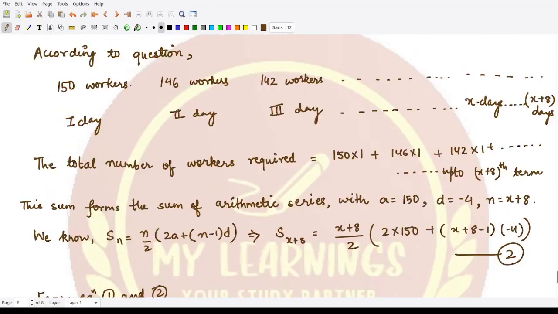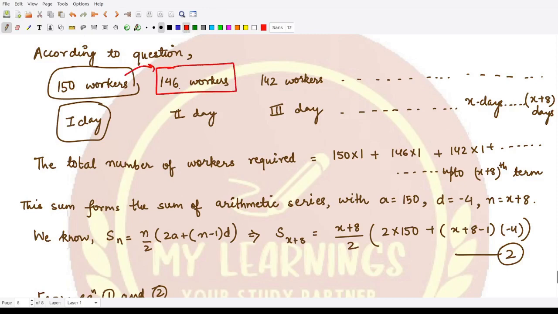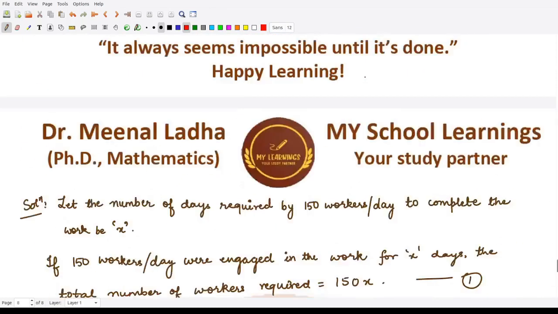They are saying initially 150 workers were employed to work. On the first day they were this many. Next day 4 of them leave and 146 are left behind on the second day, correct? Then 4 workers leave and we are left with 142 workers on the third day, and this keeps on happening like that. 4 workers each day are leaving. So this is one thing that they are saying.